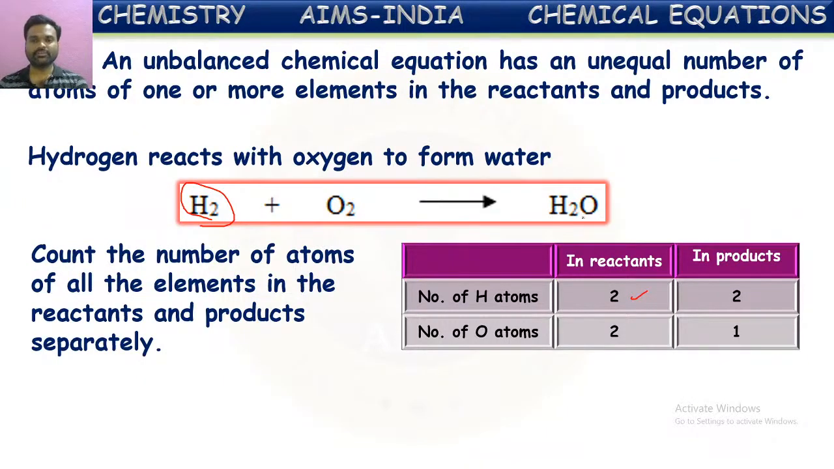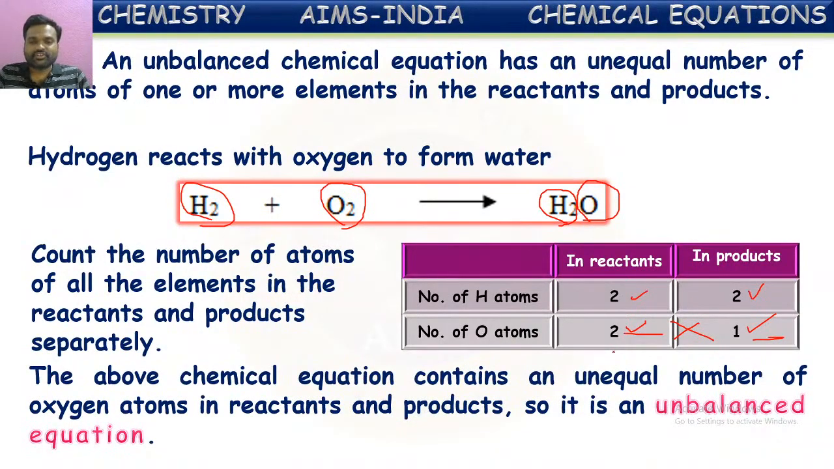If you count the number of hydrogen atoms on the product side, here also there are two hydrogen atoms. This means the number of hydrogen atoms is the same on the reactant side and product side, but it does not represent a balanced equation. We cannot consider it balanced by only this. Let us check the remaining elements also. The other element in this reaction is oxygen. The number of oxygen atoms on the reactant side is two. On the product side, in the water molecule, there is only one oxygen atom. So the number of oxygen atoms here and here is not the same.